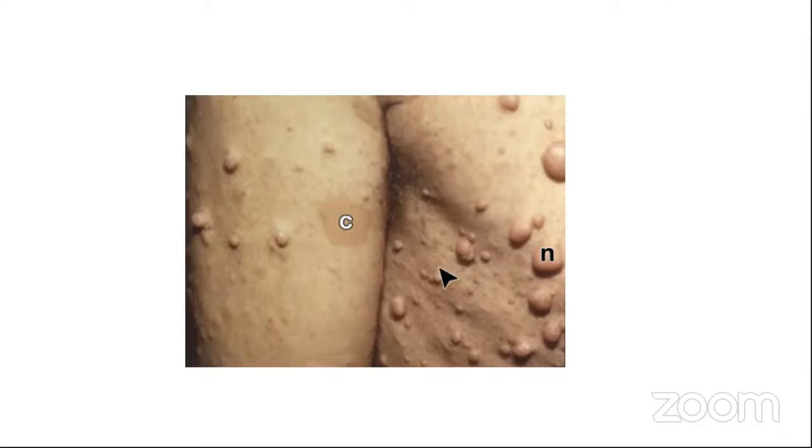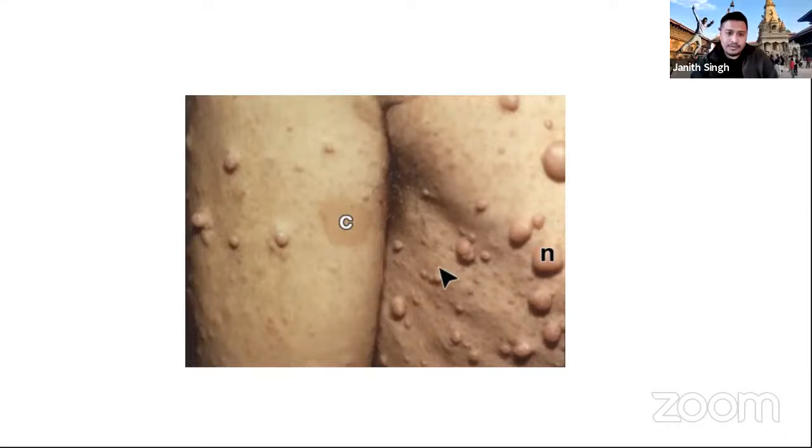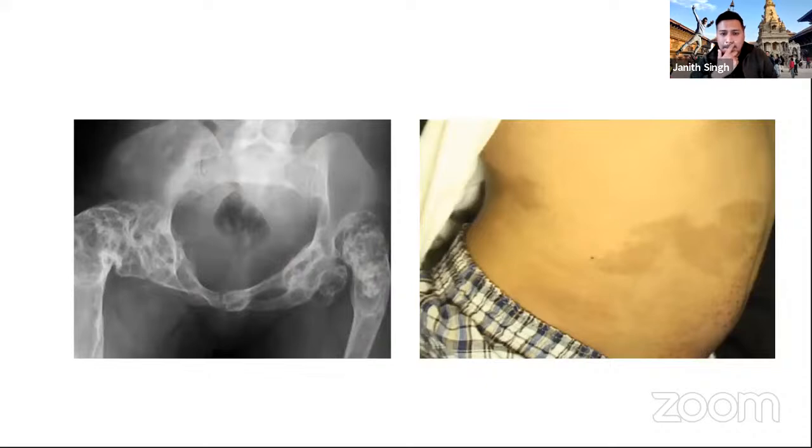So this is a case of neurofibromatosis. We all know how it looks. So C stands for cafe au lait spots, patches, and then N is for neurofibromatosis nodules. And there's also axillary freckling. So that's a case of neurofibromatosis. This is a case of McCune-Albright. So there's polyostotic fibrous dysplasia with cafe au lait in the trunk.